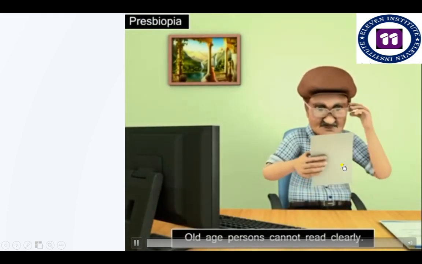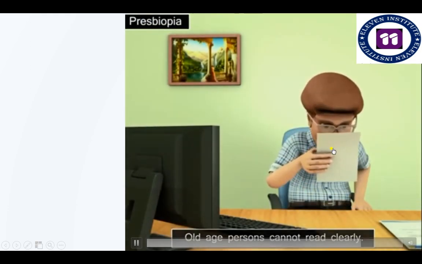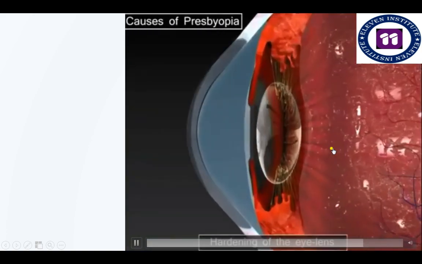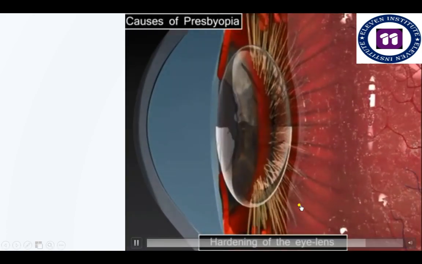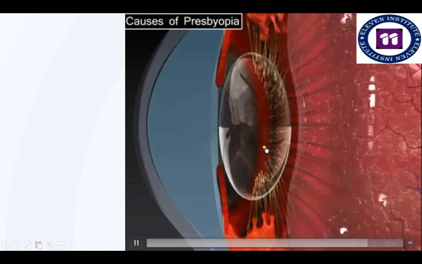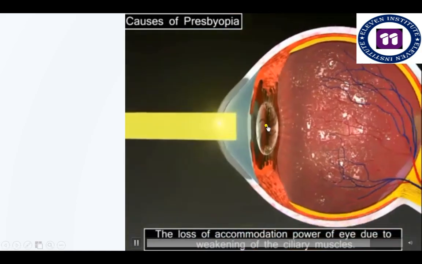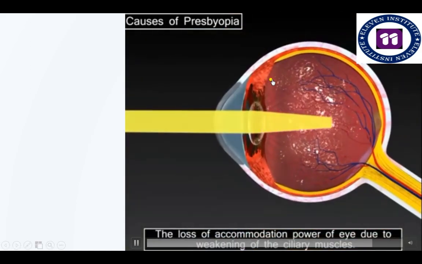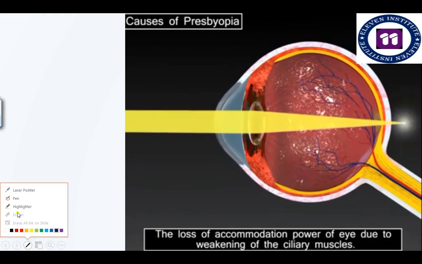All people cannot read clearly. They need a glass like this to read clearly. Right? The lens is hardened. Fine. The ciliary muscles are weak, due to which the image is formed behind the retina. So one thing is clear, that presbyopia is nothing but a new form of hypermetropia. Right? Be very much clear about it. Presbyopia is nothing but a new form of hypermetropia.